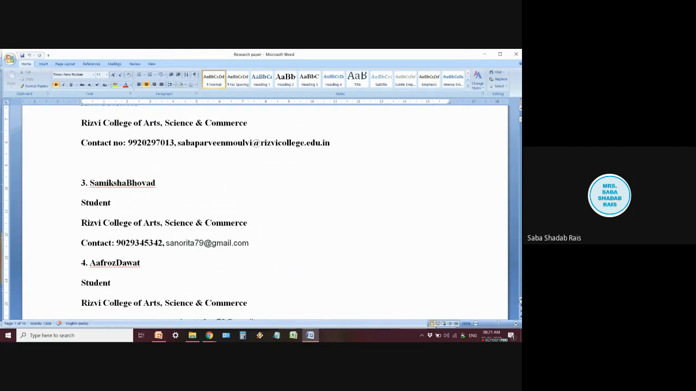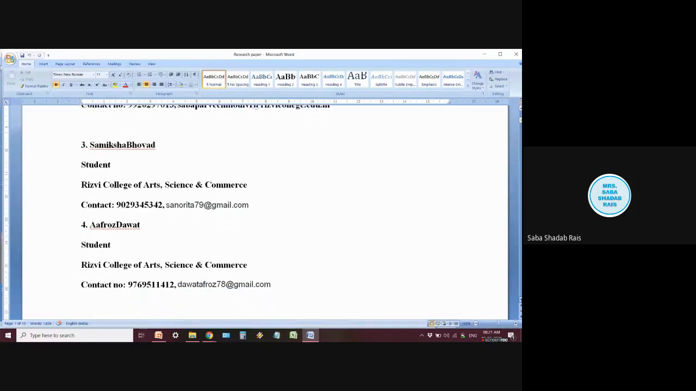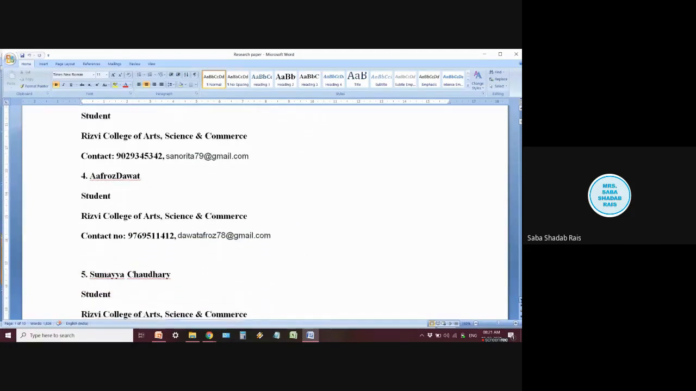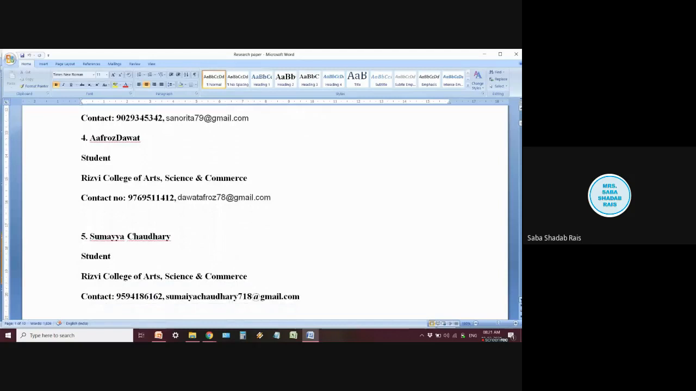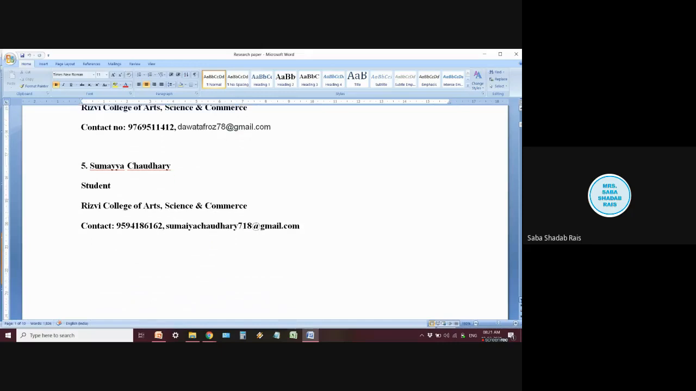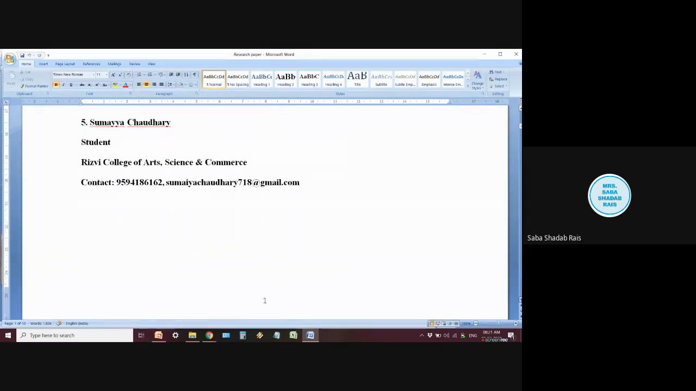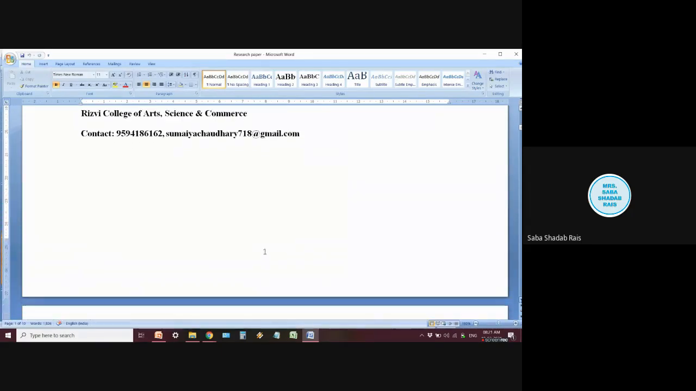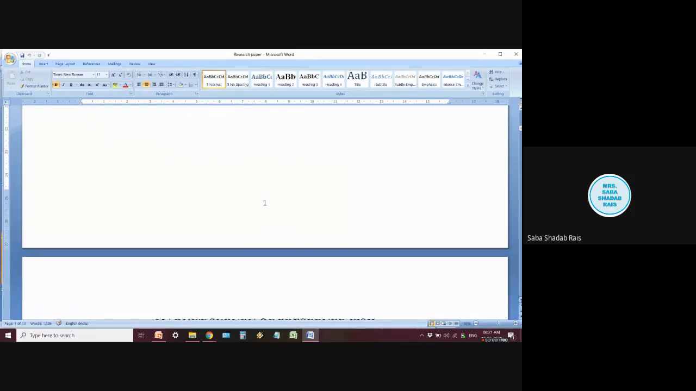So you all can see the name of the student. I will mention now that their designation is mentioned as a student only. Their college name, then their contact detail is given. So the reader, those who are reading this particular paper, will get the chance.